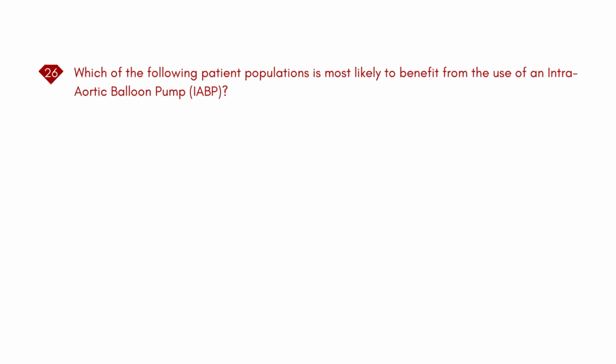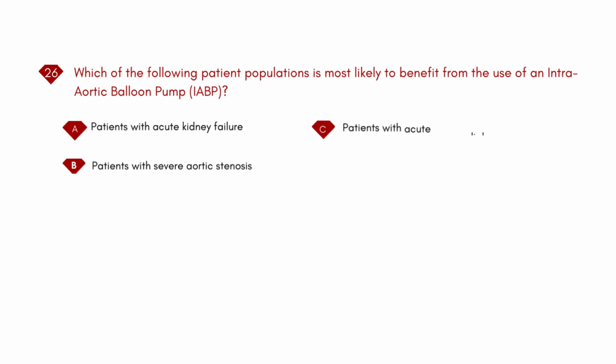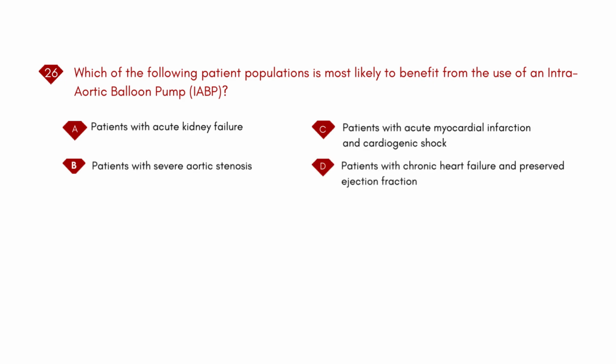Which of the following patient populations is most likely to benefit from the use of an intra-aortic balloon pump, IABP? A. Patients with acute kidney failure. B. Patients with severe aortic stenosis. C. Patients with acute myocardial infarction and cardiogenic shock. D. Patients with chronic heart failure and preserved ejection fraction. Answer: C. Patients with acute myocardial infarction and cardiogenic shock.